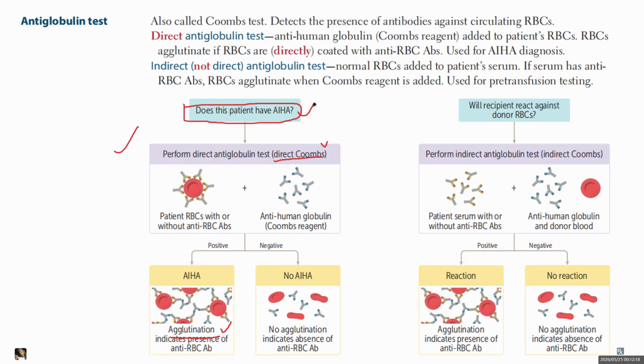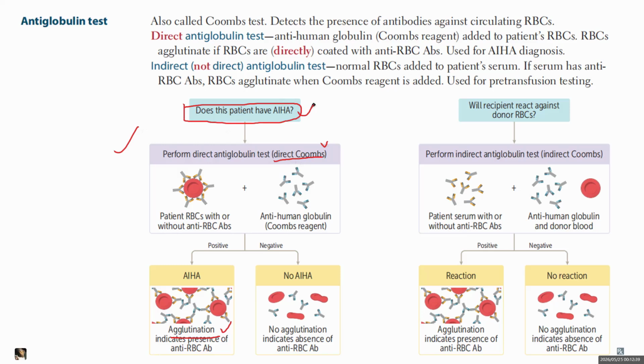Autoimmune means that the immune system is attacking the body's own cells. Hemolytic means the red blood cells are being destroyed. Anemia means there's reduced red blood cell mass or reduced hemoglobin. So in AIHA, the patient's immune system produces antibodies against the patient's own red blood cells, and these antibodies attach to the surface of the red blood cells inside the body.